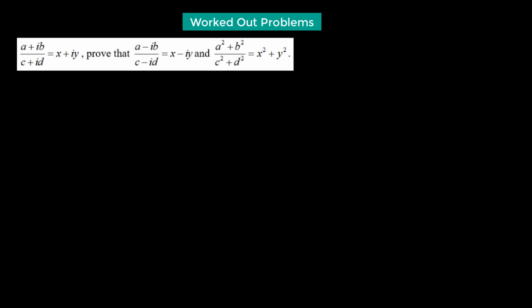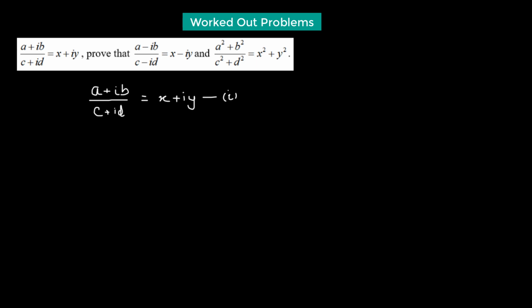So in this particular question, we are given the complex number a plus ib divided by c plus id equals x plus iy. So let this be equation number 1. Then we have to prove that a minus ib over c minus id equals x minus iy, and a squared plus b squared over c squared plus d squared is equal to x squared plus y squared.